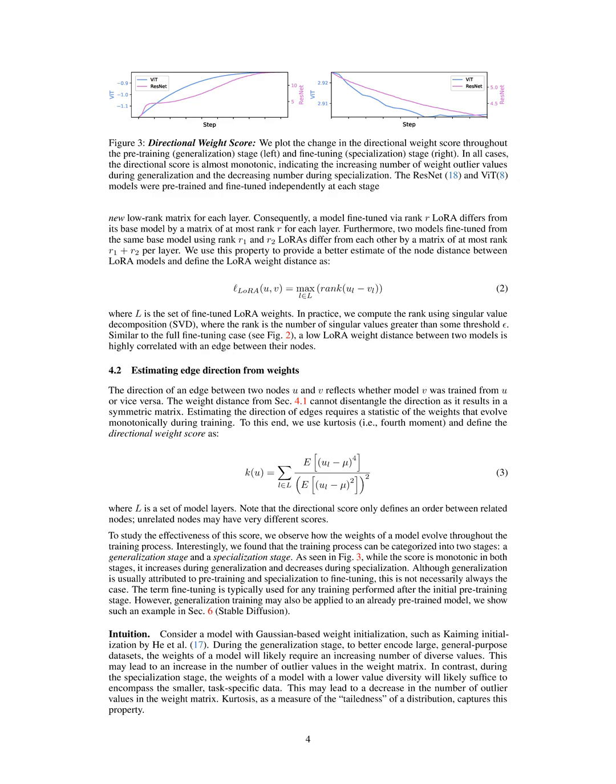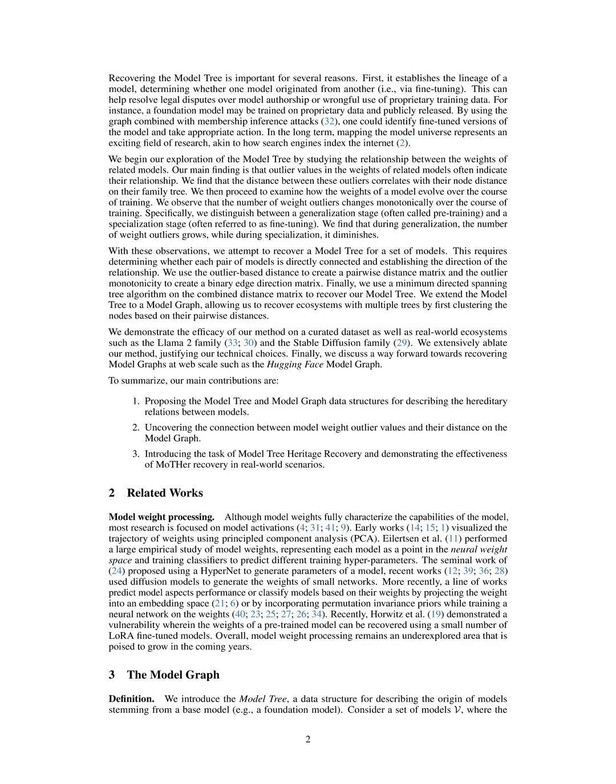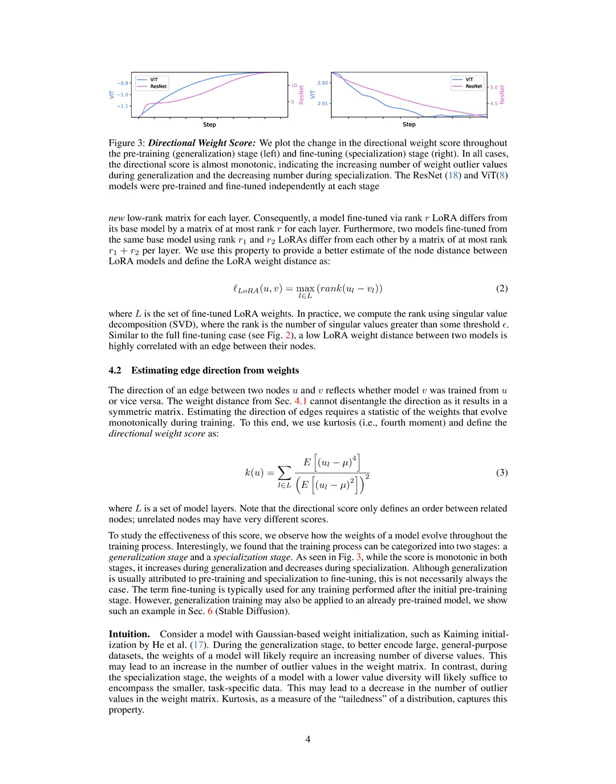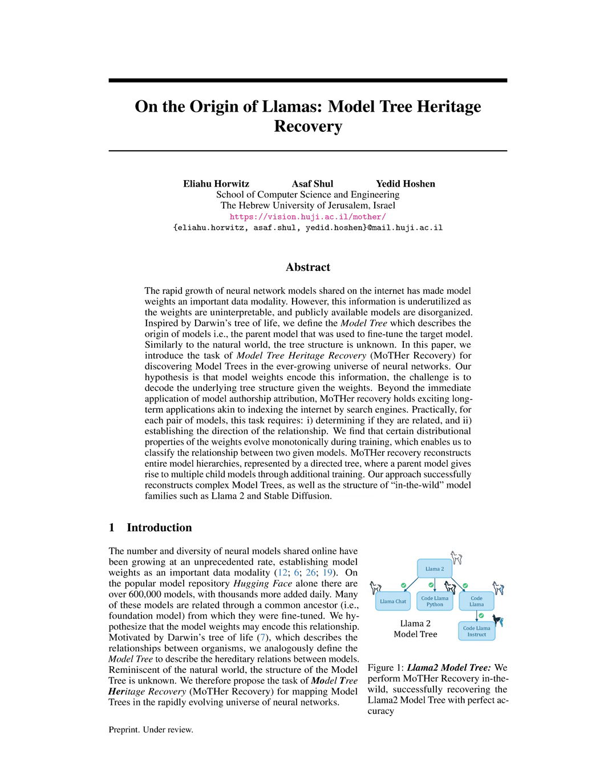The edge direction between nodes is estimated from model weights in the proposed method by using a statistic of the weights that evolve monotonically during training, specifically the kurtosis, the fourth moment. The directional weight score is defined based on the kurtosis of the weights of the models. This score provides an order between related nodes, indicating whether one model was trained from another or vice versa. The directional score is used to determine the direction of the edge between two nodes in the model tree.